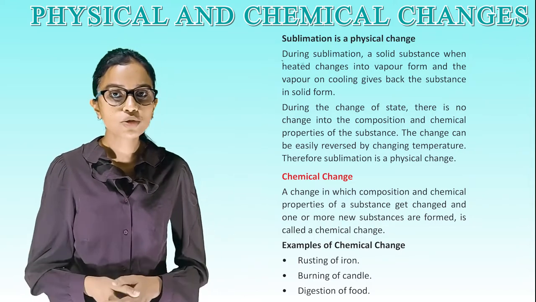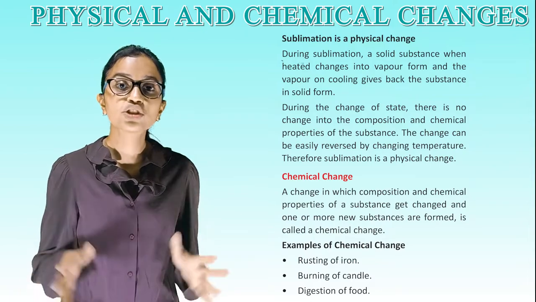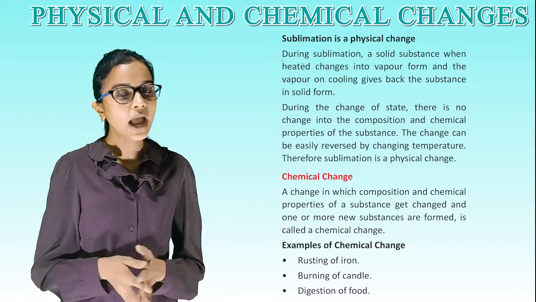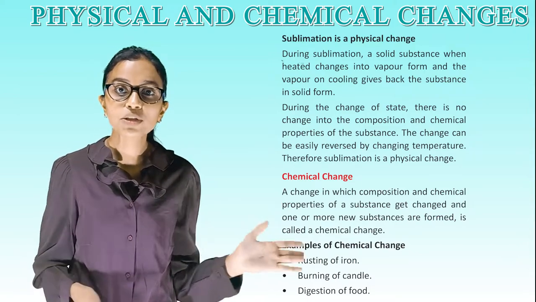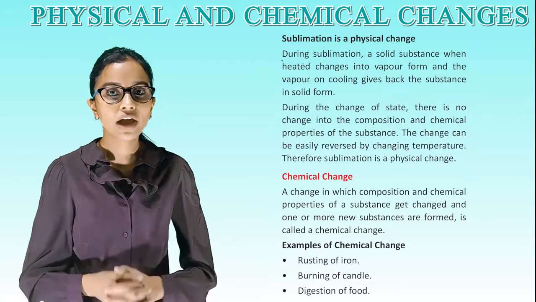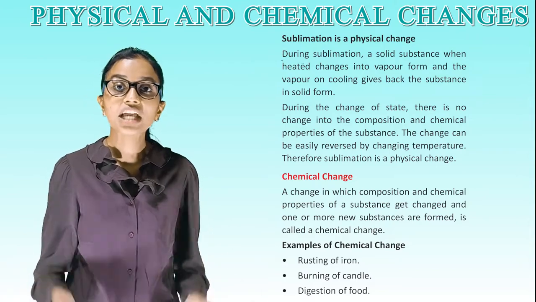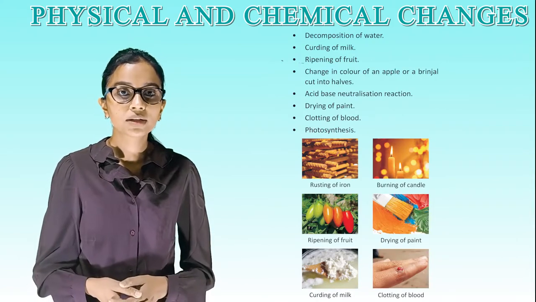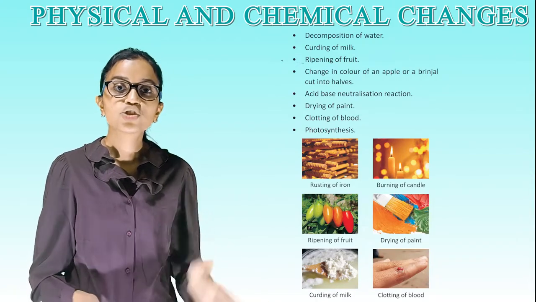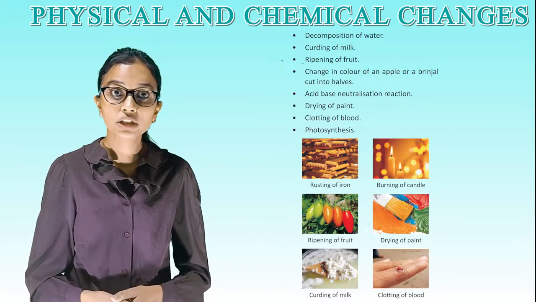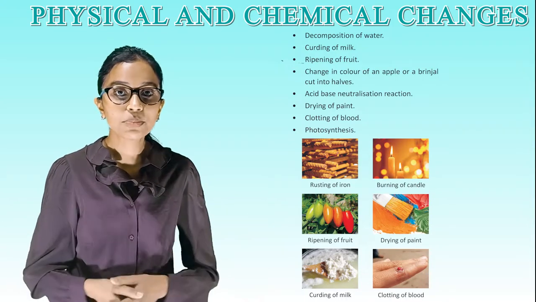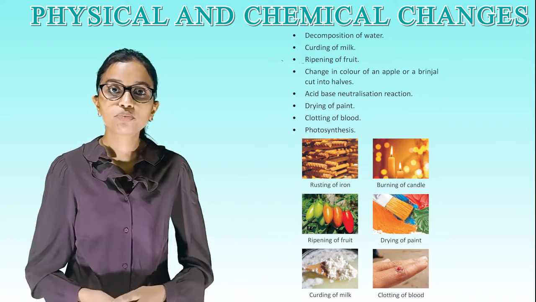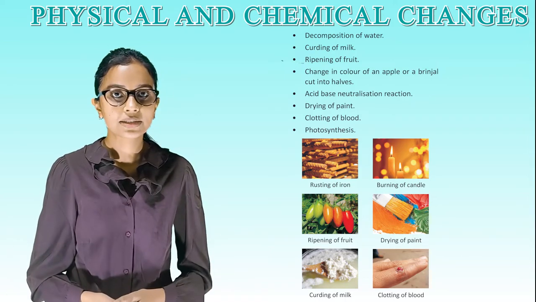A change in which the composition and chemical properties of a substance get changed and one or more new substances are formed is called a chemical change. Examples of chemical change are rusting of iron, burning of a candle, digestion of food, decomposition of water, curdling of milk, ripening of fruit, change in color of an apple or a brinjal cut into halves, acid-base neutralization reaction, drying of paint, clotting of blood, and photosynthesis.